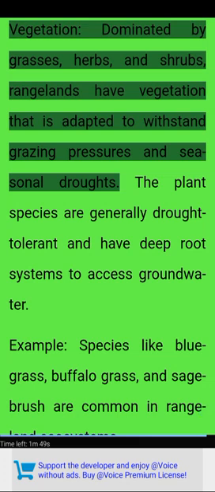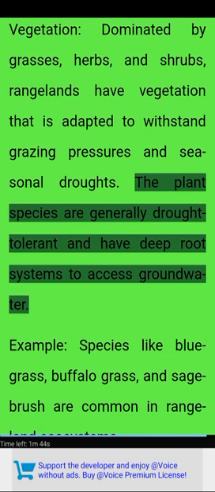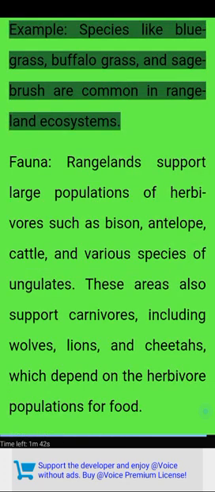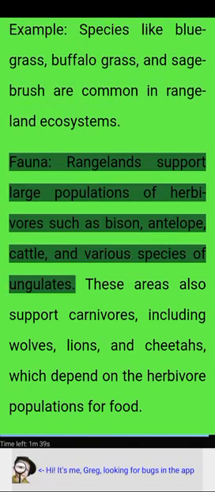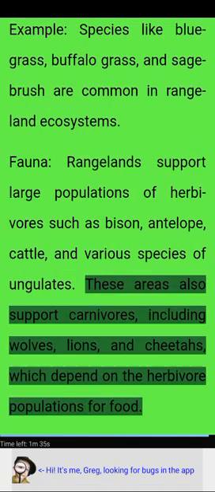Vegetation: Dominated by grasses, herbs, and shrubs, rangelands have vegetation that is adapted to withstand grazing pressures and seasonal droughts. The plant species are generally drought tolerant and have deep root systems to access groundwater. Example: species like bluegrass, buffalo grass, and sagebrush are common in rangeland ecosystems. Fauna: Rangelands support large populations of herbivores such as bison, antelope, cattle, and various species of ungulates. These areas also support carnivores, including wolves, lions, and cheetahs, which depend on the herbivore populations for food.